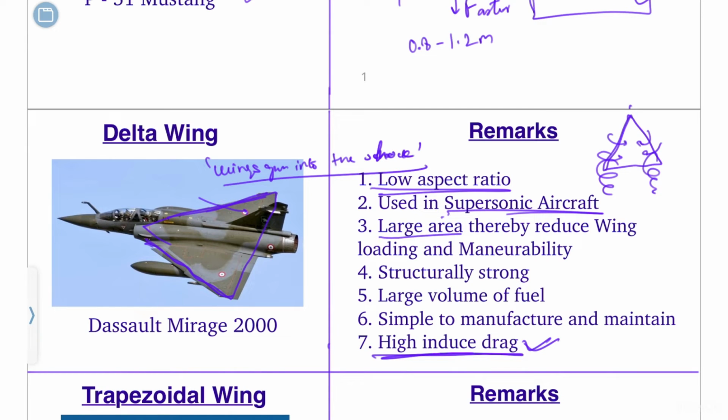So they have a large area. The wing loading is reduced, and maneuverability is high. Wing loading is, per unit area of the wing, how much lift is generated, because the area is high.